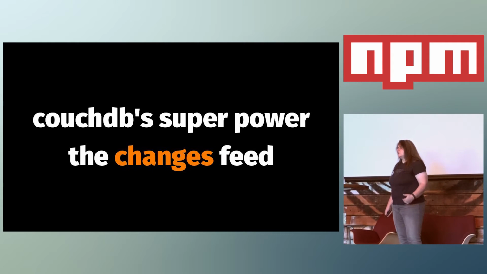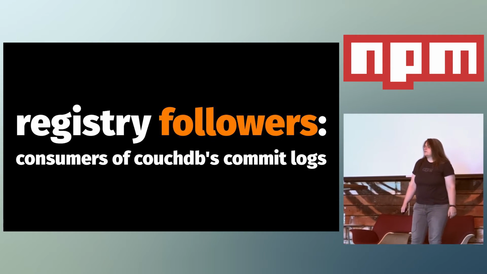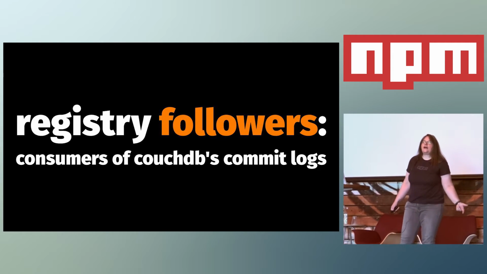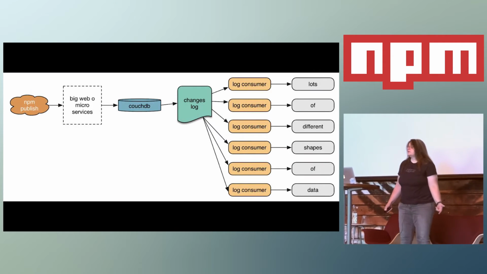This is a commit log, pretty much, that you can use to get data about the current state of every document in the Couch database, which for us is every package in the registry, in the order of least recently modified to most recently modified. We write a whole bunch of things called registry followers, which are consumers of this commit log. It's exactly the same pattern that Greenkeeper uses, that we use internally to follow what happens when packages get published. And this is really cool.